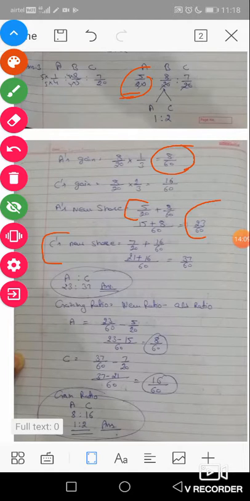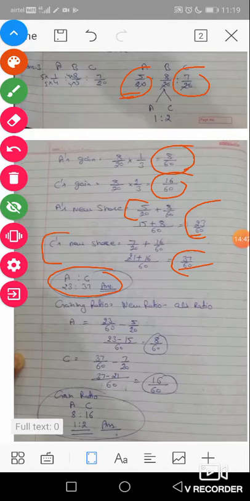Similarly for C's share, C's old share is 7 upon 20. Plus he gets from B 16 upon 60. So 7 upon 20 plus 16 upon 60. Same LCM 60, and after calculation this is 37 upon 60. The denominator 60 is cancelled. So A's and C's new share is 23 is to 37. These are A's and C's new share.